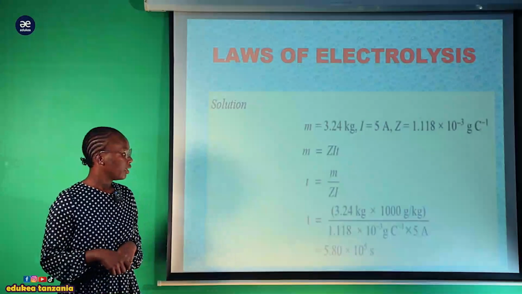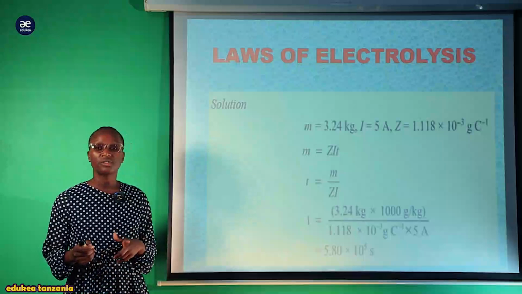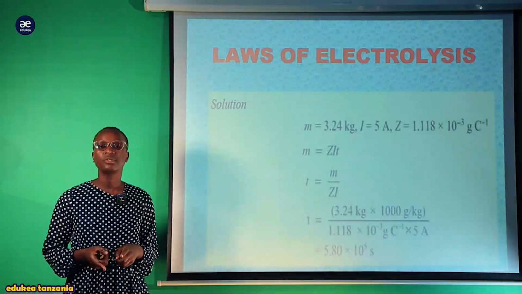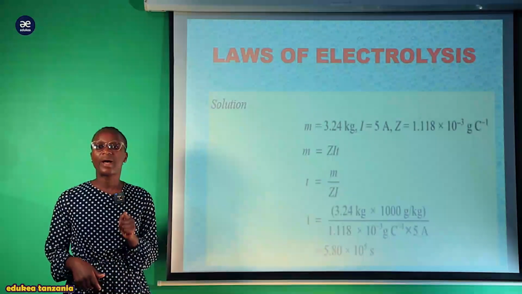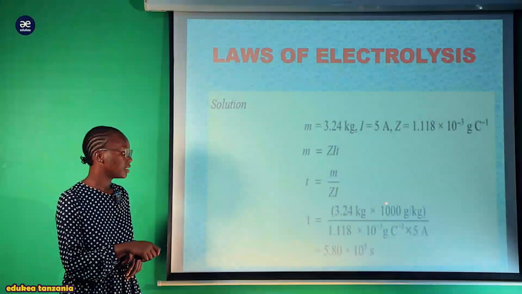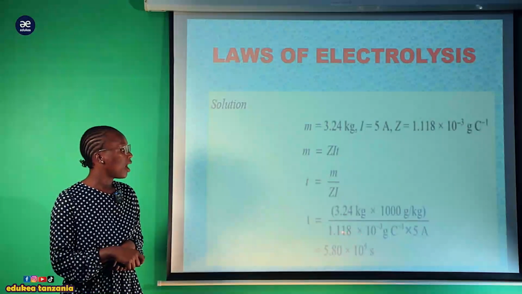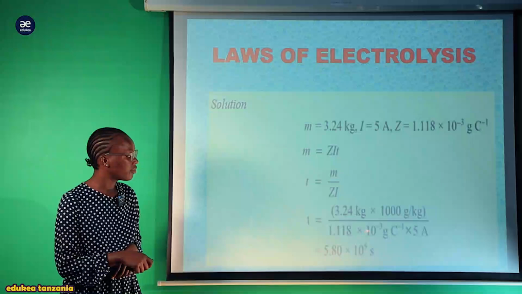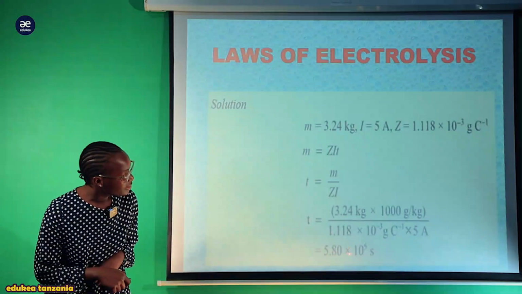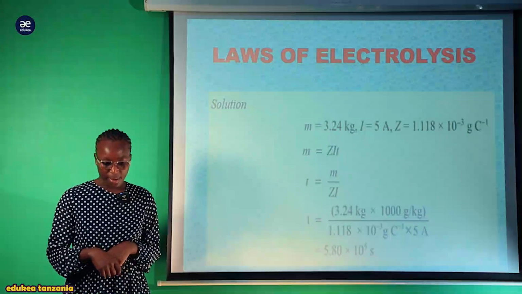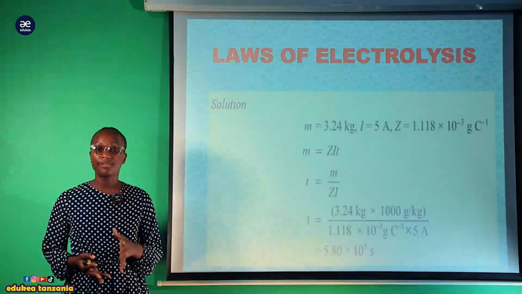silver electrode. So time tutasubstitute value zetu hapa. Hii mass tunaiconvert, tunajua 1 kilogram is equal to 1000 gram. So tutakuja kumultiply na 1000 ili tupate gram data. Data yetu iwe katika gram ili vizio vifanane. And here we have our electrochemical equivalent, we have our ampere. So finally you are going to have the 5.8 times 10 power 5 second, kwa sababu tunatafuta time.